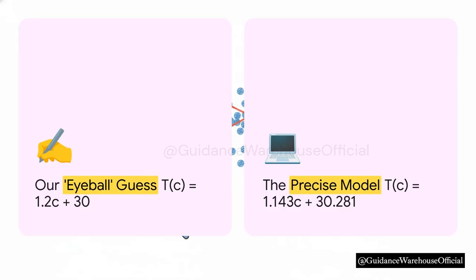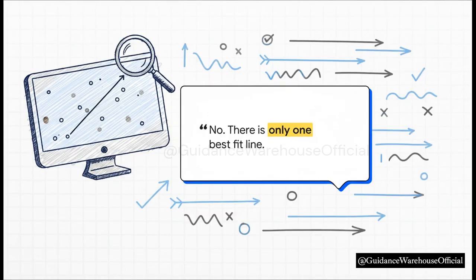So how did our quick guess stack up against the computer? Well, let's put them side by side. On the left is our eyeballed equation, and on the right, the precise model from the linear regression. You know what? They're actually pretty close. But the one on the right is mathematically guaranteed to be the best possible fit. That little bit of precision is what makes a model truly powerful. And this really gets to the most important point. When you use linear regression, there is no debate.